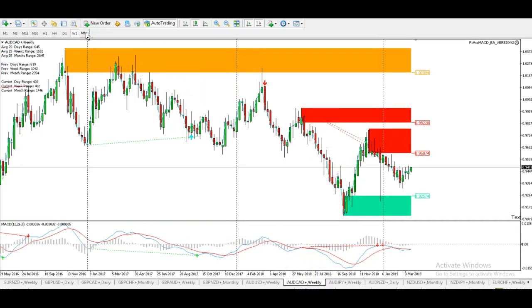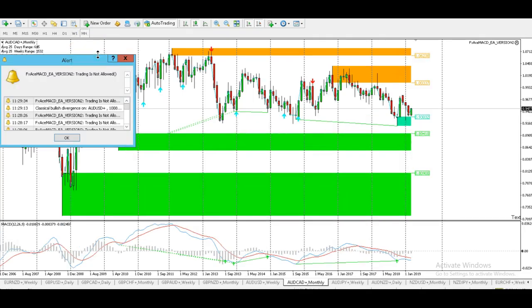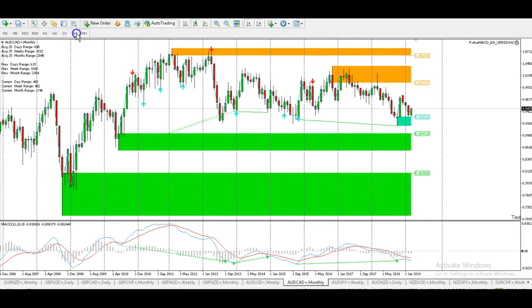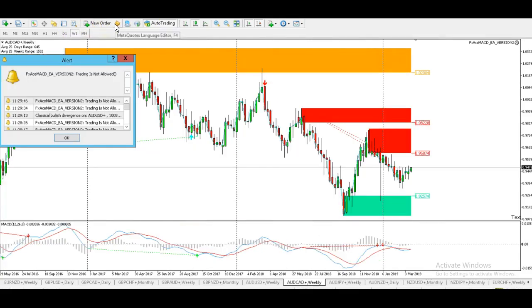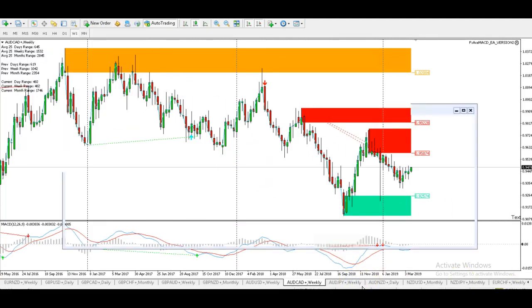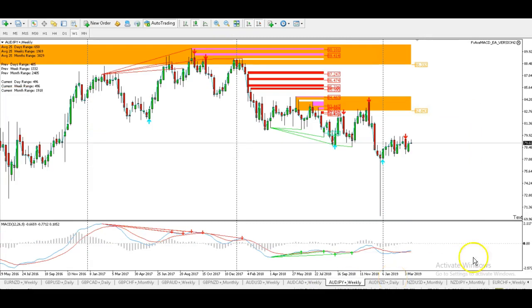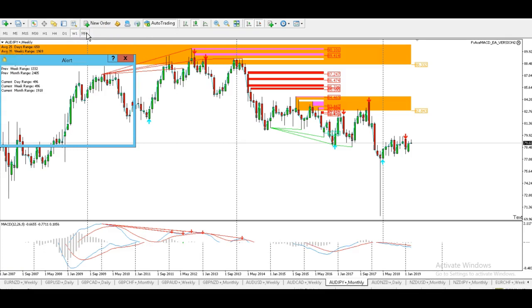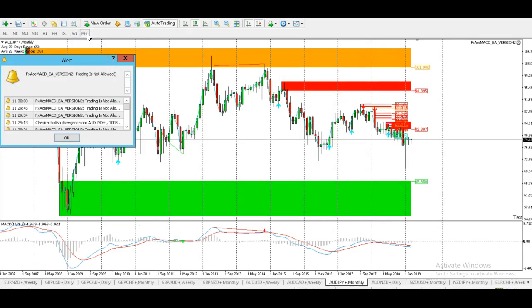Aussie CAD, again similar story, in no man's land. So had a reaction off this monthly area here, it's moving up nicely from it. But at the minute there's nothing tradable at it. I.e. there's no monthly area, there's no monthly zones, there's no weekly zones. Okay, similar story on Aussie yen. No weekly, no monthly.